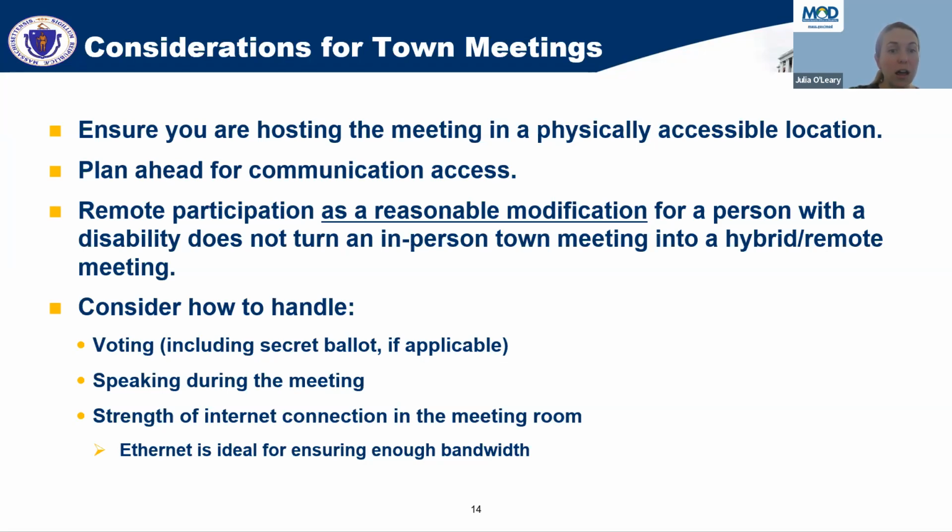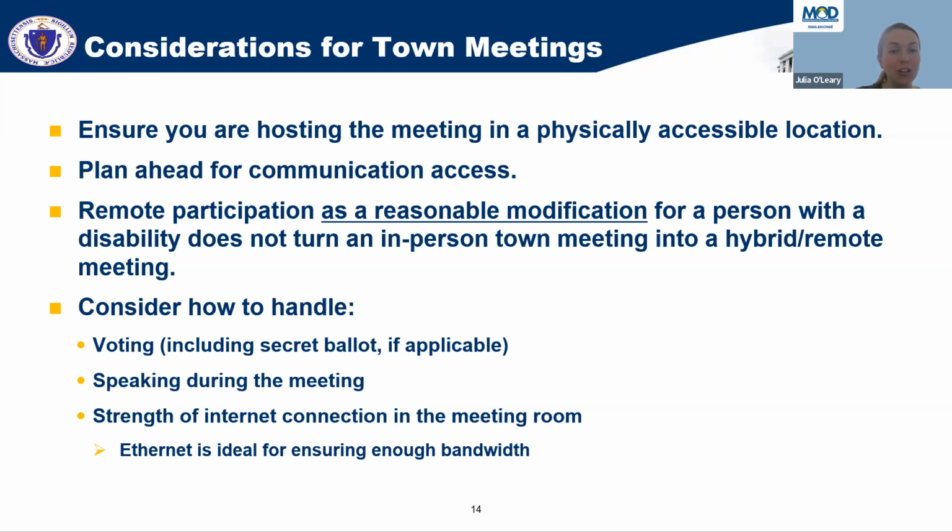How are you going to handle remote participants speaking during the meeting? Or if someone with a disability has trouble accessing the microphone or the lectern, how are you going to accommodate them so that they can speak during the meeting? If you are going to be allowing remote participation as a reasonable modification, you need to consider the strength of the internet connection in the meeting room. This is really important because that remote participation will become meaningless if it's buffering the whole time, right?